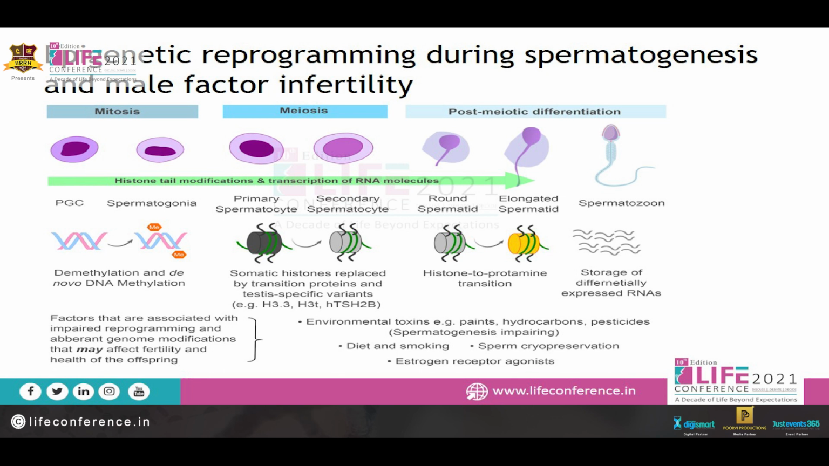But if you look at the entire thing, environmental toxins like paints and hydrocarbons, and pesticides have a spermatogenesis impairing effect. Diet and smoking, sperm cryopreservation and even estrogen receptor agonists have an effect on sperm fertility. Factors that are associated with impaired reprogramming and aberrant genome modifications that may affect the fertility and health of the offspring actually start at the methylation process.